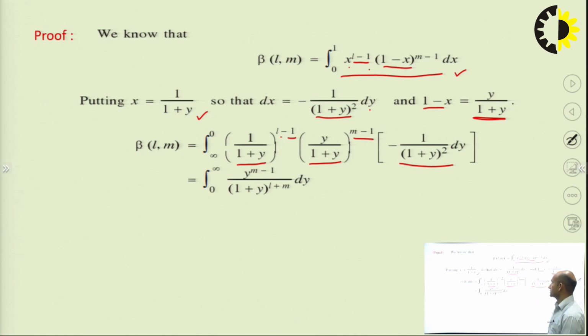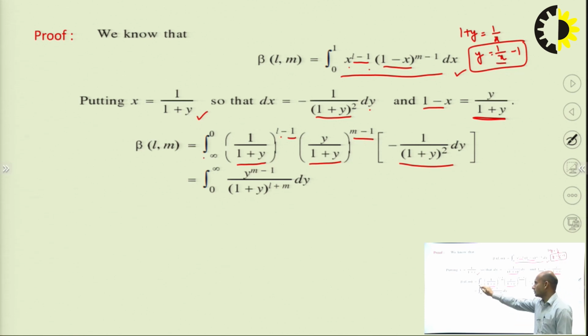Now we have to discuss the limit. Since we have x equals 1 upon 1 plus y, so we have 1 plus y equals 1 upon x, or y will be 1 upon x minus 1. So if we apply the lower limit, that is x equal to 0, then y will be infinity minus 1, or that is infinity. So the lower limit will be infinity. If we apply the upper limit, since the upper limit is 1 here, so if we apply x equals 1 here, we get 1 minus 1, that is y equals 0. So limits are infinity to 0 here.